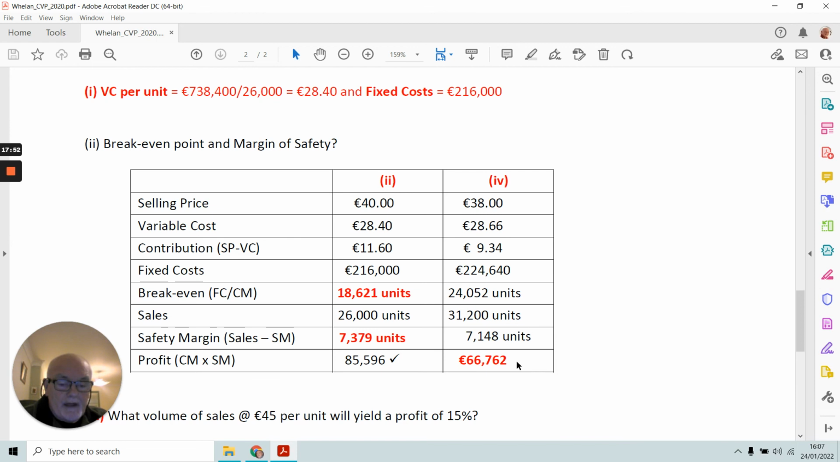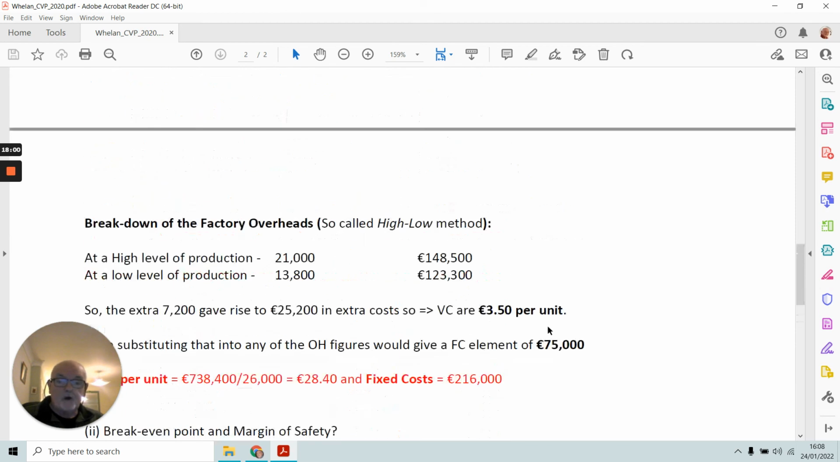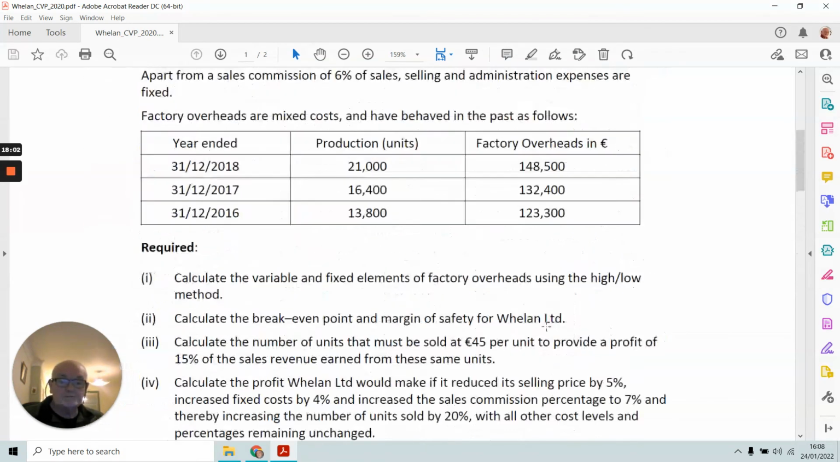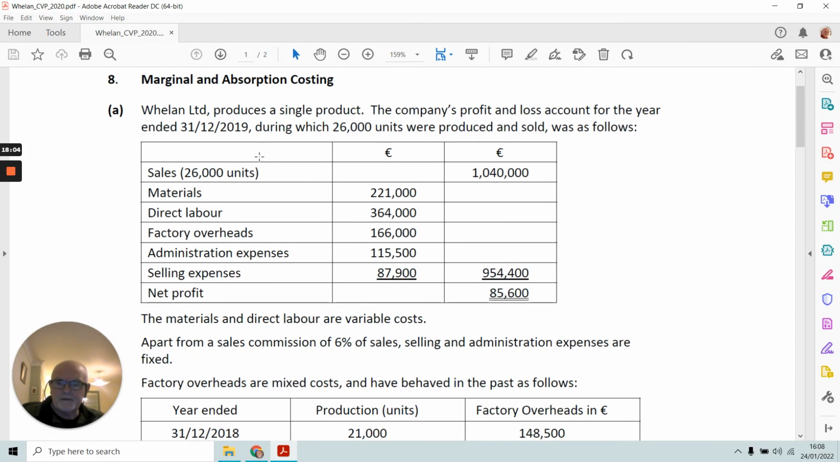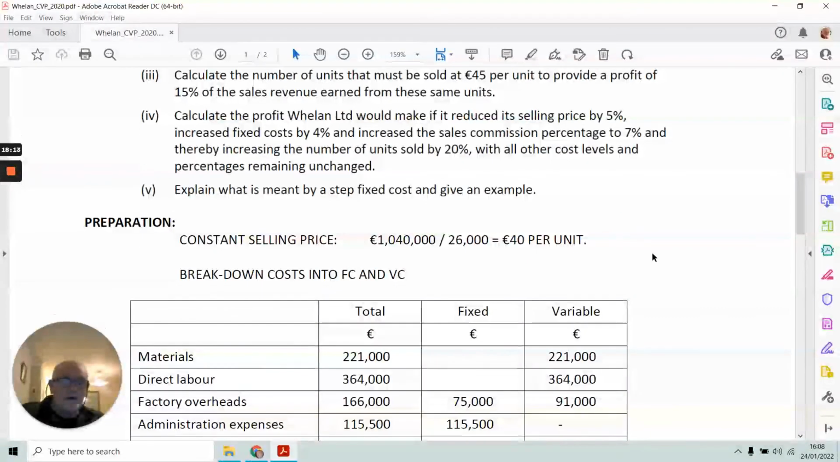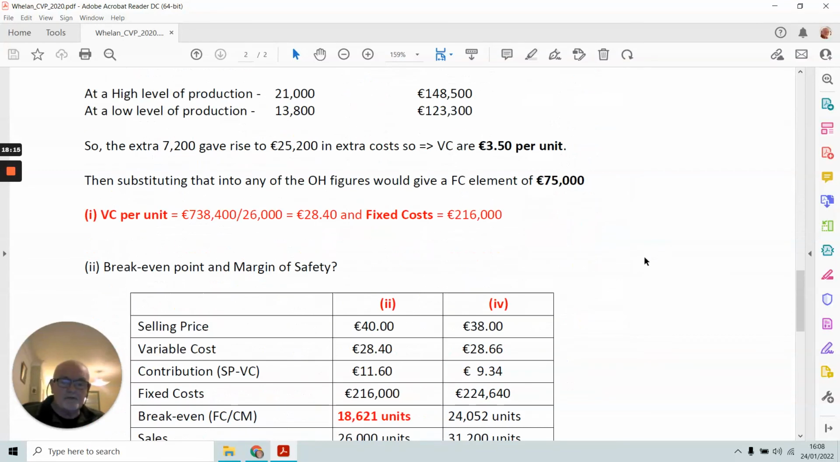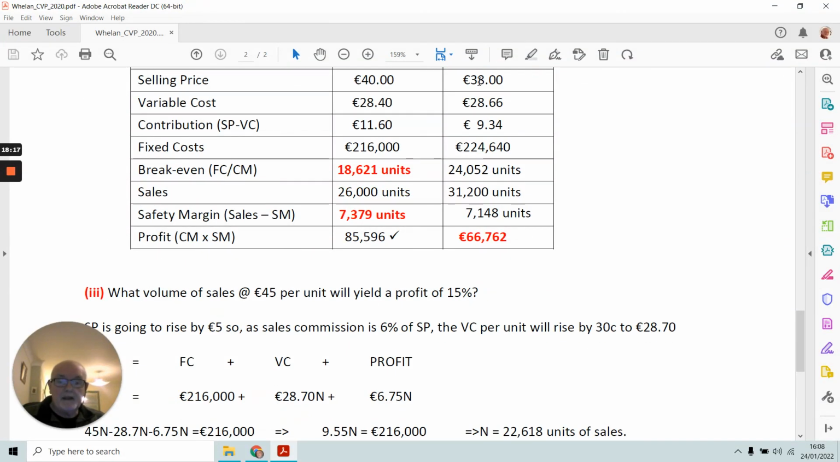Very often the question will ask you if you recommend this course of action, and the answer will always depend on whether you're making more or less profit than under our current plan. We made 85.6 in profit under our current situation, so there's really no point in making this change of lowering the selling price and doing all that if you end up with less profit.